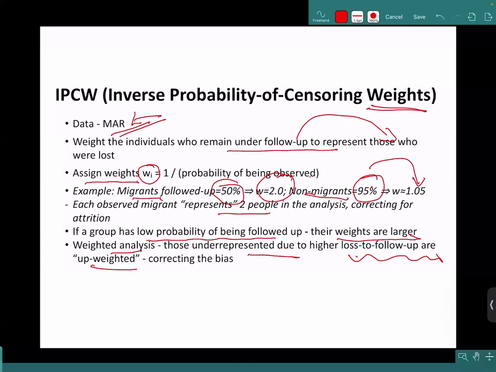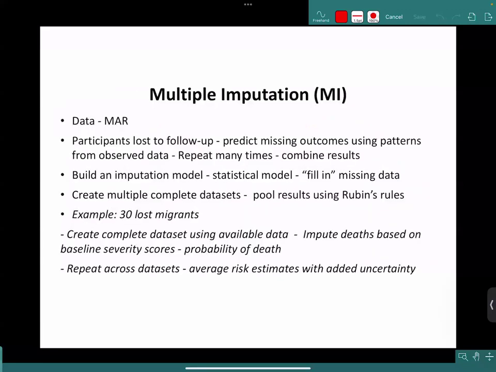Okay. I know this is a bit tough. Then again, missingness at random, another option is imputation. Now, what happens here? You have again participants who are lost to follow up, but you have some baseline data and might be some data at some points in follow up.